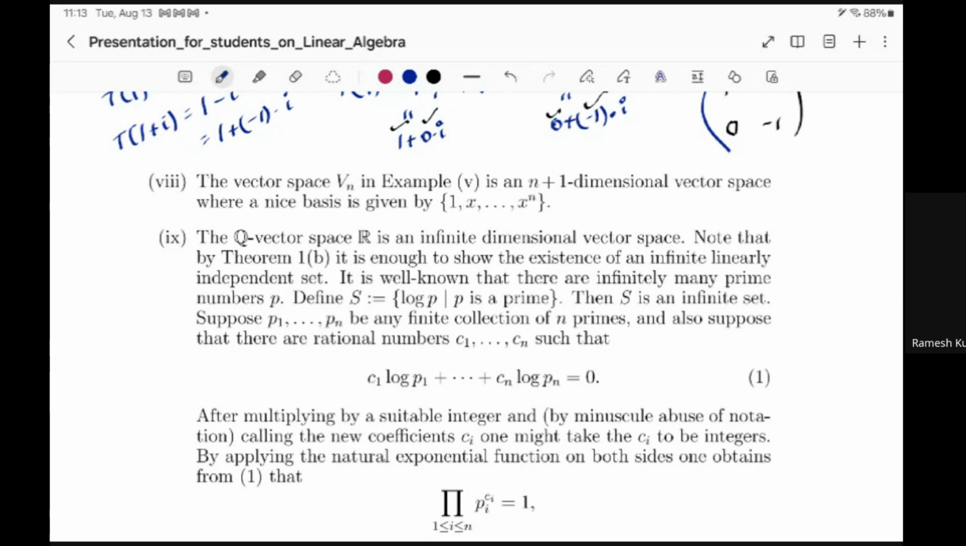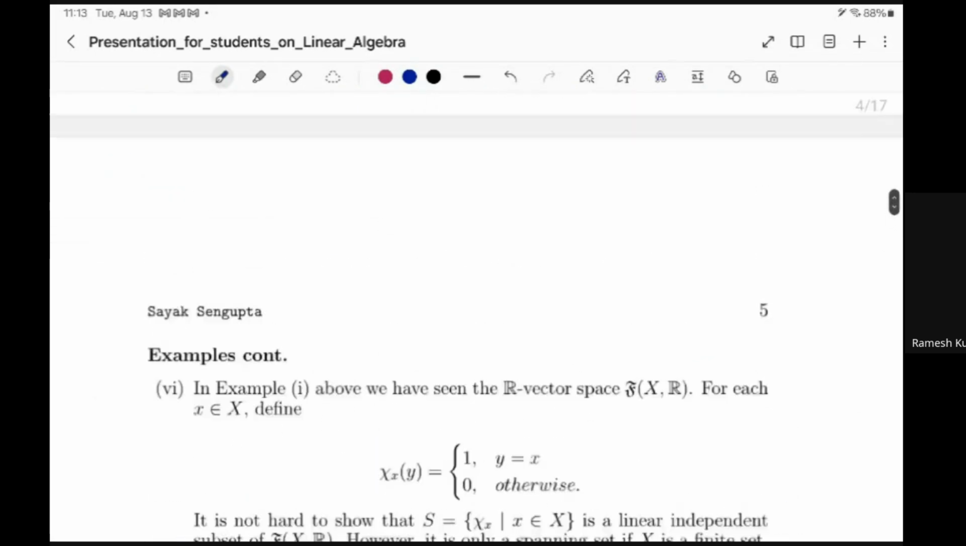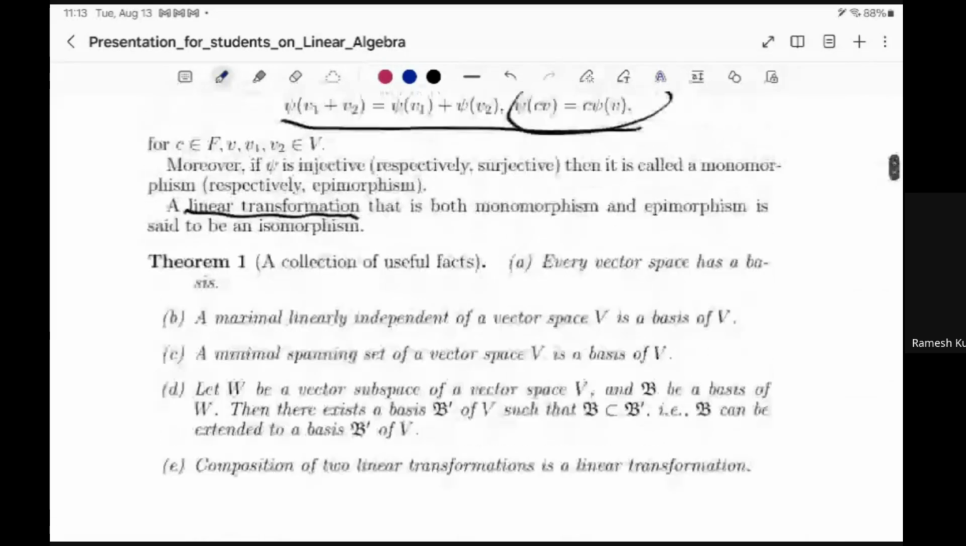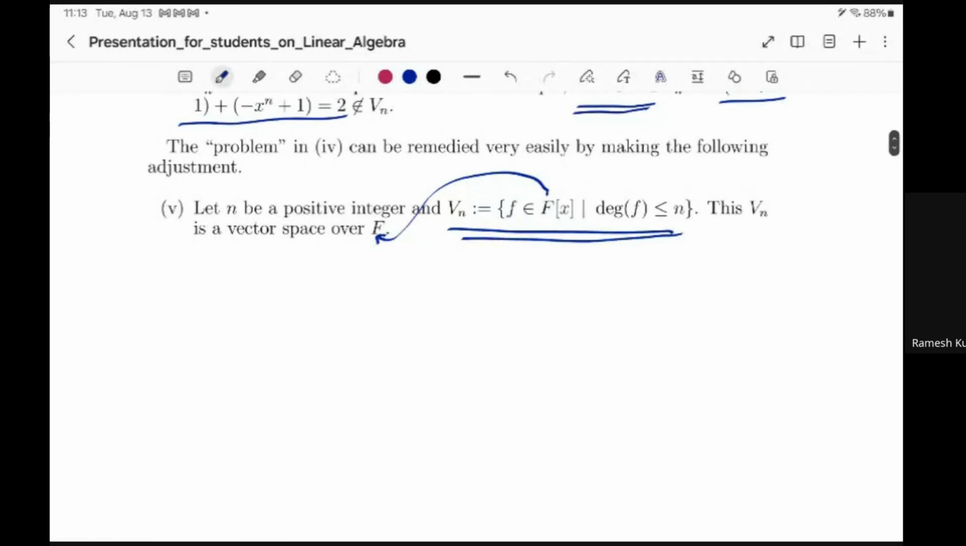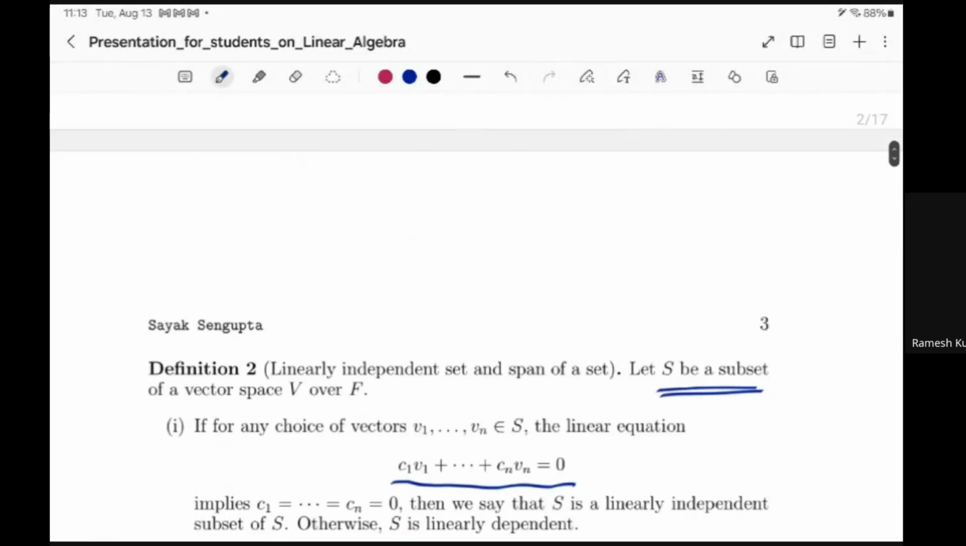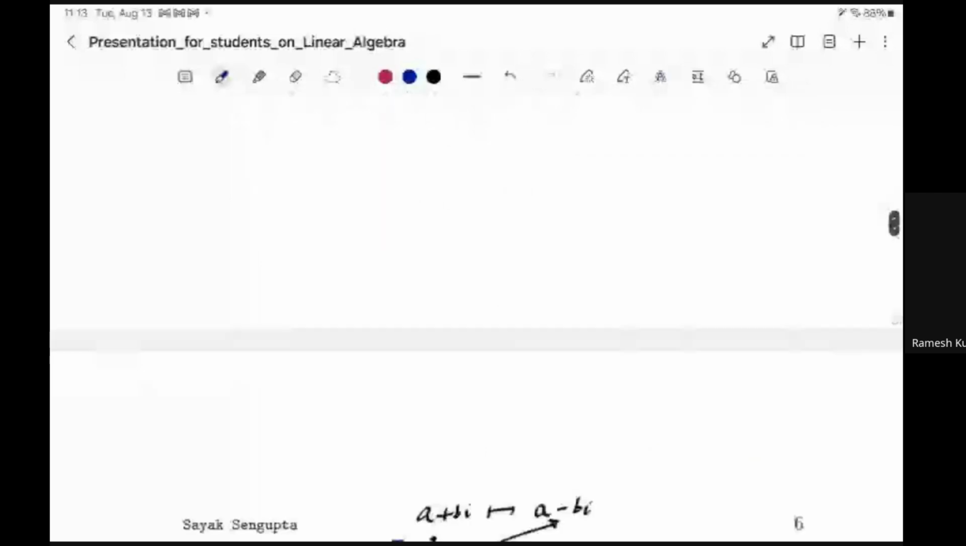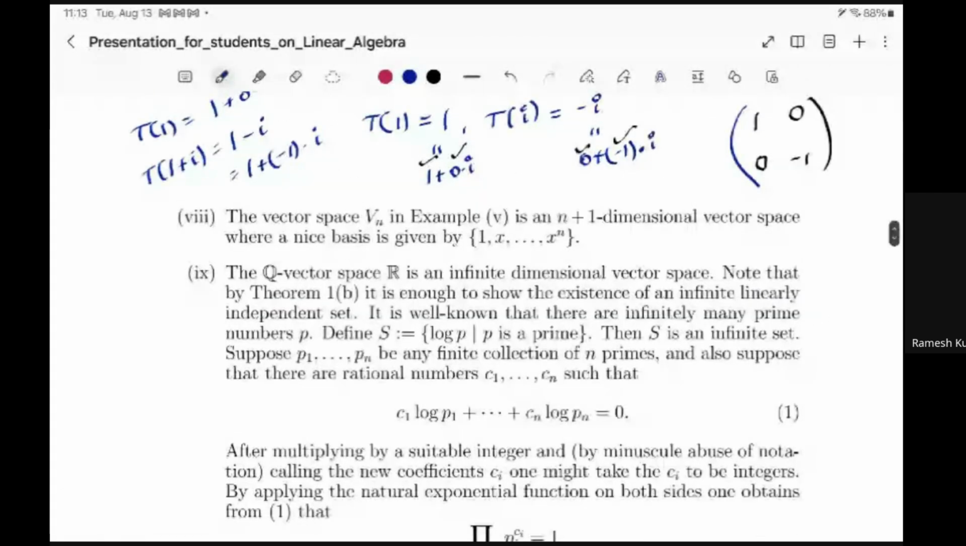Now remember that we defined the vector space V sub n in example 5, which was the set of all polynomials of degree at most n. Yeah, it's a set of all polynomials of degree at most n. This is also a finite dimensional vector space, and the dimension is n plus 1, where a very nice basis is this. Of course, there can be other bases, but this is the one that people consider, and people are happy with it. Okay, unless you have some different problems in mind.